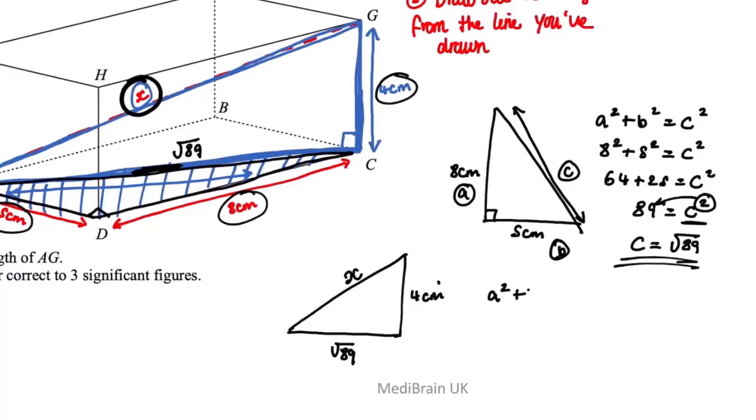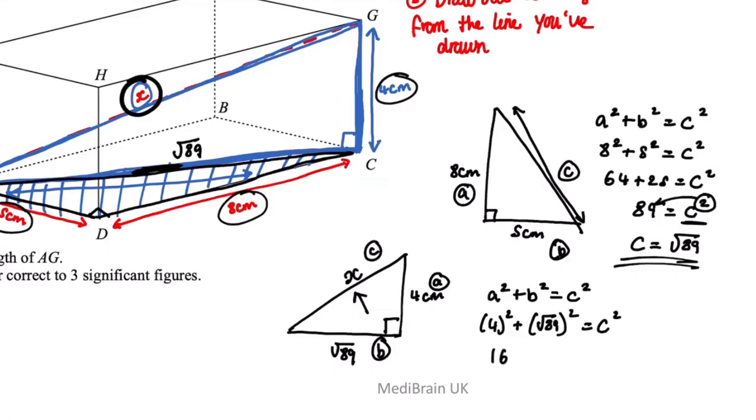So we have a squared plus b squared equals c squared. We know that a and b are the two shorter sides, and then c is going to be the longer side, which is opposite to the right angle. So a is 4, so it's going to be 4 squared, plus b, which is root 89 squared, and that's equal to c squared. 16 plus 89 equals c squared, and then 16 plus 89 gives you an answer of 105, and that's equal to c squared.